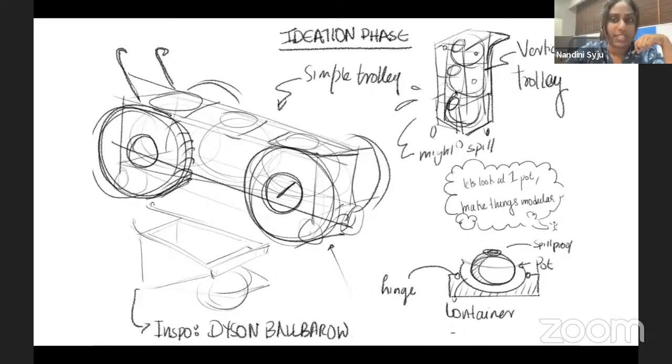But then I realized, okay, there is a huge spillage problem over here. Then I thought that maybe let's look at one pot and let's do something that's modular. And then I was like, okay, that's something that I can do.